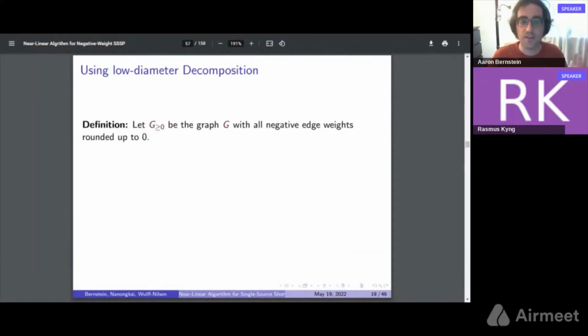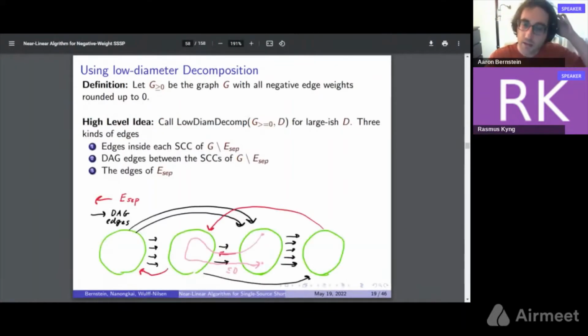To do that, we're going to have this simple definition, which is that we're going to take our graph G and round all the edge weights up to 0. So everything that's positive stays the same, but everything that's negative gets rounded up to 0. And we're going to run the low diameter decomposition on this graph with everything rounded up to 0. We'll see later why that's useful. But for now, I want to point out that there are 3 kinds of edges that result from this. There are the edges inside the green components. Those are the type 1 edges. There are the black DAG edges that are between the components going forward. Those are the black edges. And then finally, there are these separator edges that can go backwards.